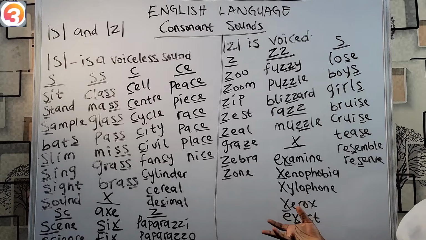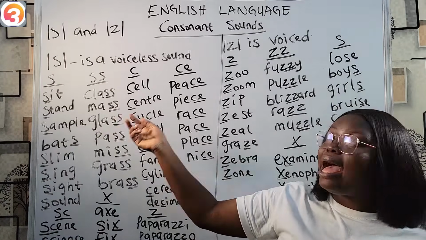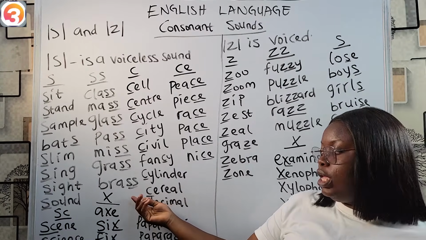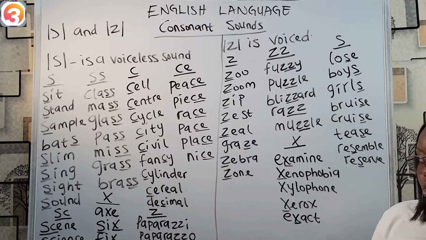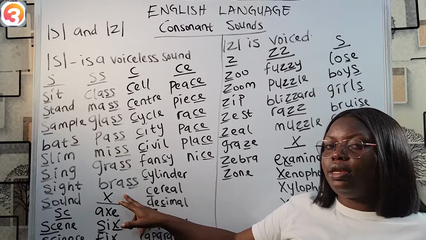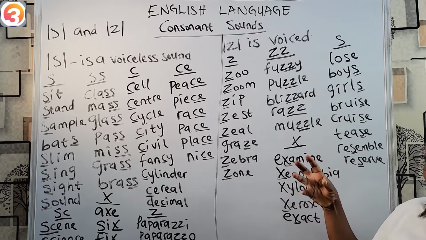So these are the ways we can recognize these two sounds, S and Z, in words. They are similar, and even the ways we can find them are similar. For example, with X, we can find S in words containing X. We can also find Z in words containing X. So those are what is similar.